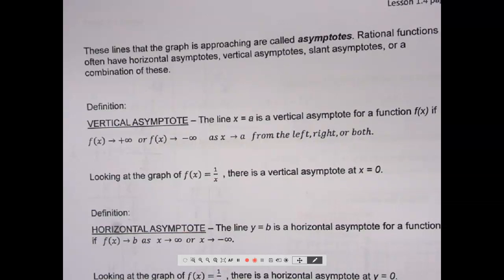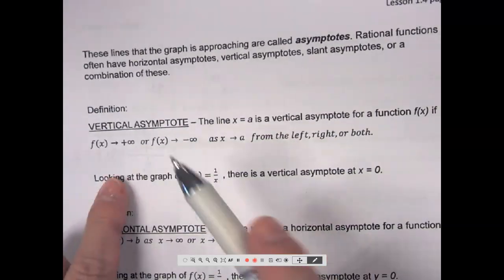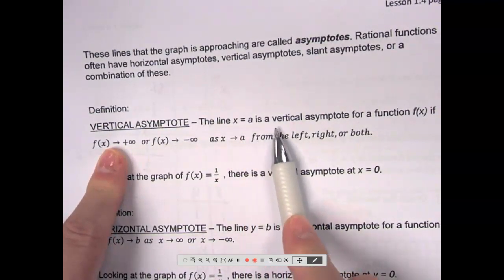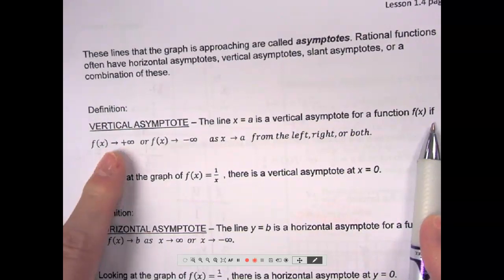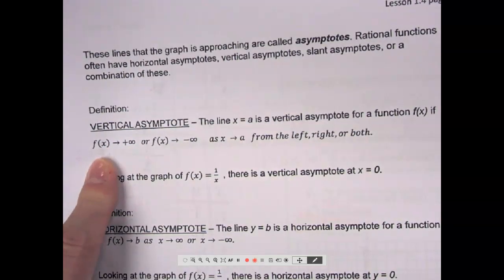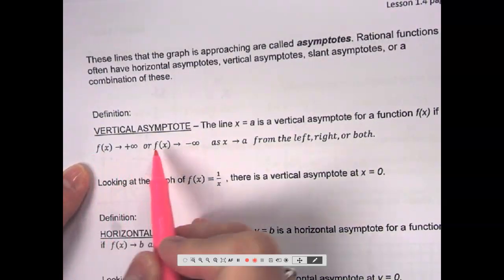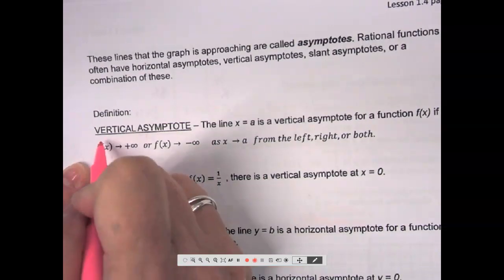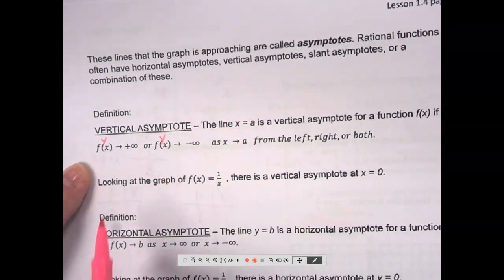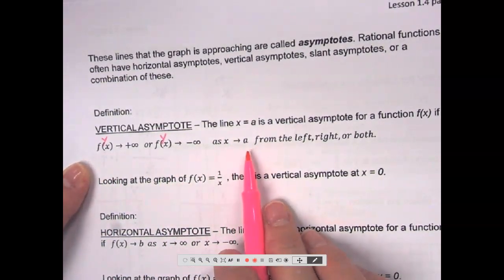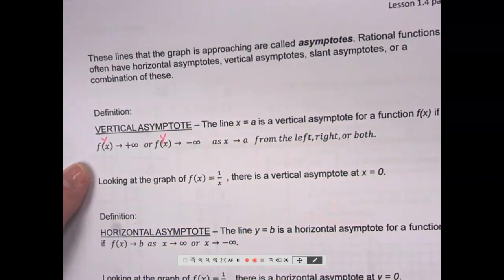All right, vertical asymptote. Definition. So we already looked at one on a graph. We analyzed it, but let's look at the official definition. Vertical asymptote. The line x equals a is a vertical asymptote for a function f of x if f of x approaches positive infinity or f of x approaches negative infinity. Remember, that's another name for y. So if y is approaching positive or negative infinity as x approaches a number from the left, right, or both.